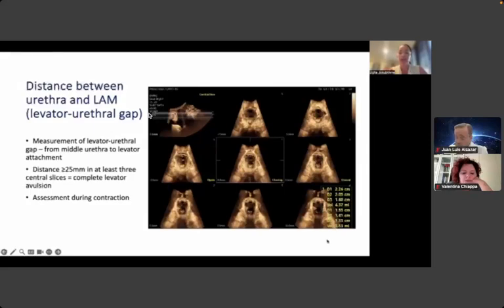In order to quantify it, it is recommended to measure the distance between the urethra and the levator ani muscle. So here we see how the measurement is performed. We measure from the mid-urethra, the middle of the urethra, to the insertion of the levator ani muscle. If this distance is 25 millimeters or more, in these 3 slices in the middle, on at least one side, it is called complete levator ani muscle avulsion. If the distance is larger than 25 millimeters in 1 or 2 slices in the middle, it is called partial avulsion. Again, it is important to remind you that the assessment of the levator ani muscle integrity should be done during maximal contraction.